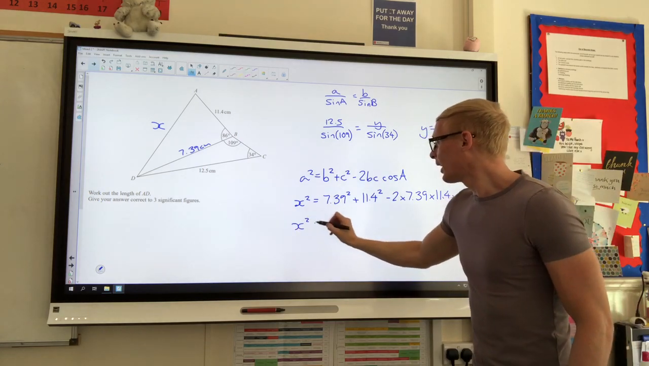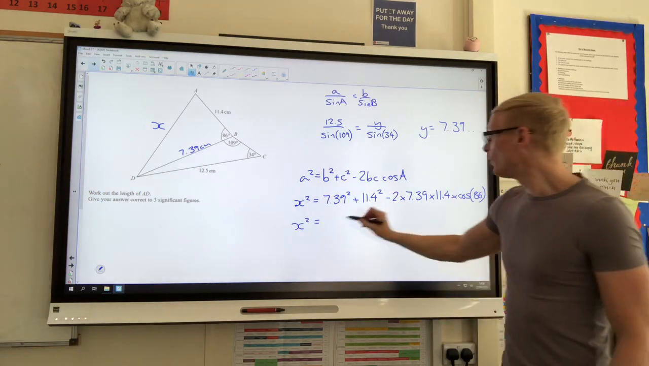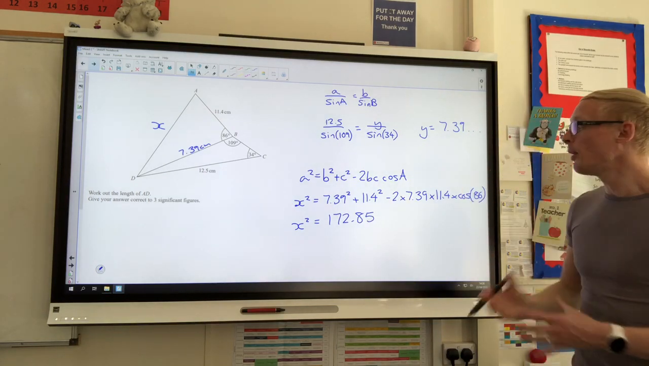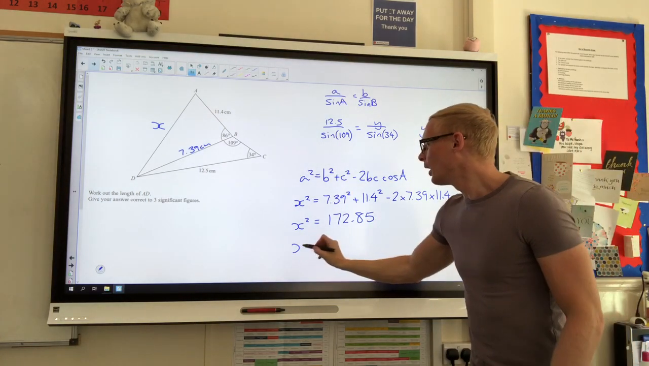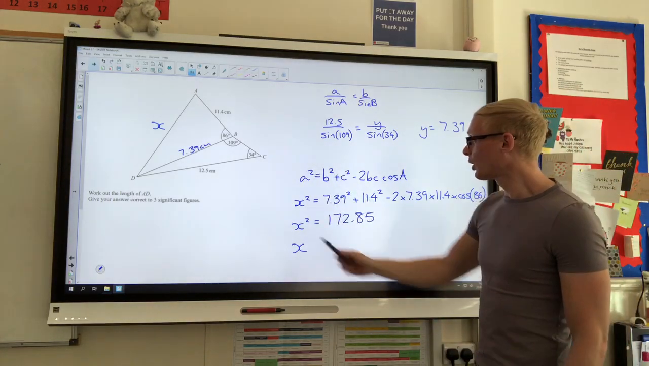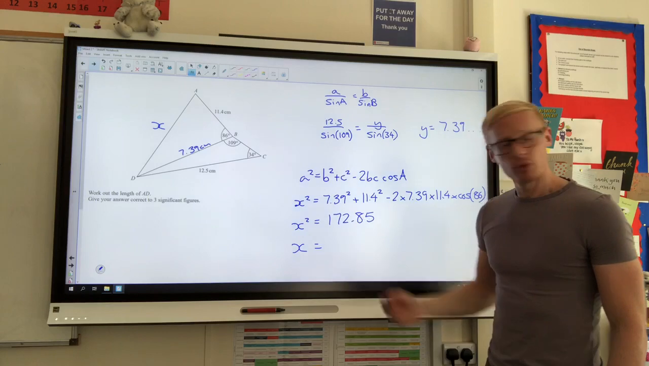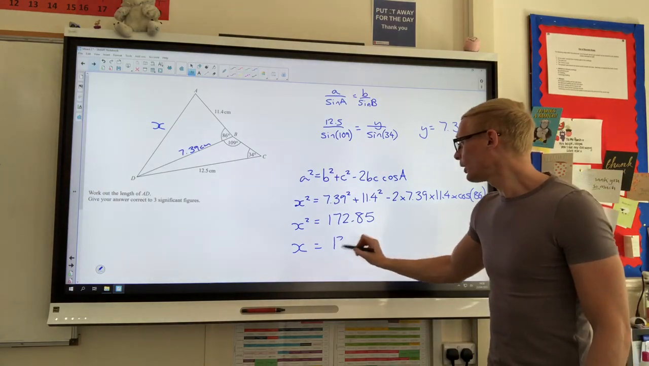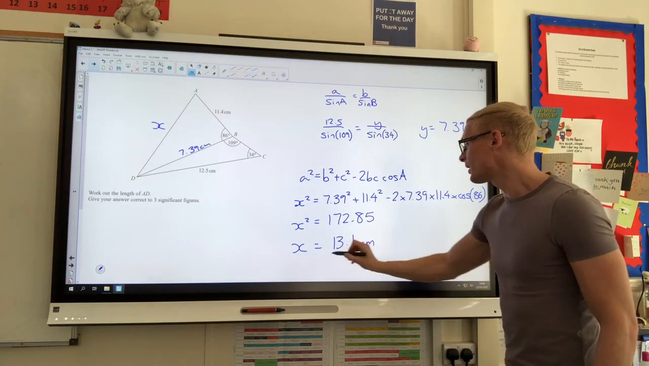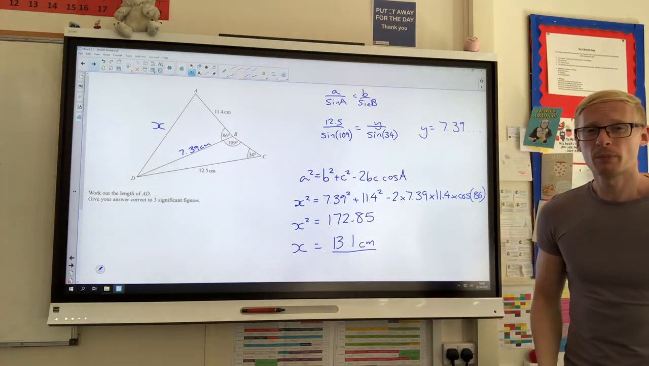Now type all that into your calculator, you get an answer of 172.85, which looks quite big, but then you remember, actually I haven't finished this question, I need to square root. Okay, go back to lesson 1 if you've forgotten how to do the cosine rule. To square root that will get me 13.1 to 3 significant figures. So 13.1 centimetres to 3 significant figures, okay?